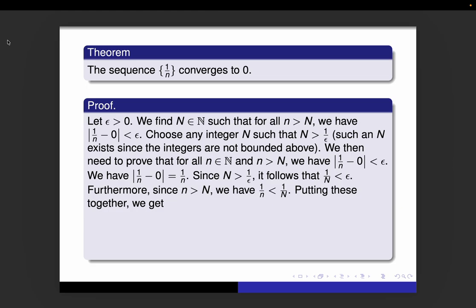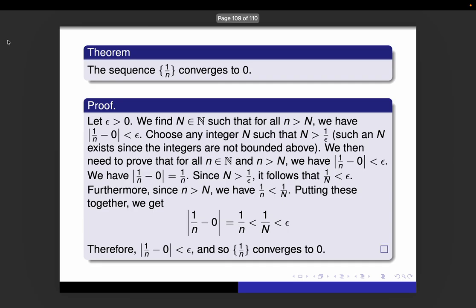And then we're going to go ahead and put these together. We get the absolute value of 1 over n minus 0. That's 1 over n, which is less than 1 over big N. And 1 over big N, if we look a couple lines up, is less than epsilon. So that tells us that the absolute value of 1 over n minus 0 is less than epsilon. That means 1 over n converges to 0. And that's the end of the proof.